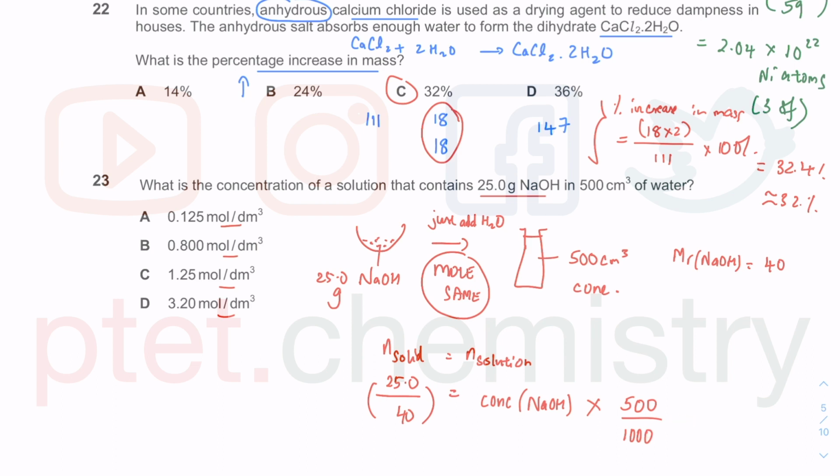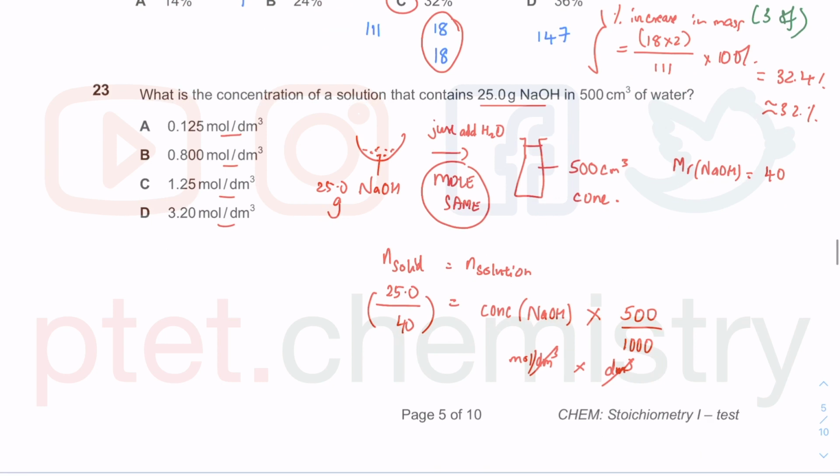Only when you have mole per dm cube multiplied by dm cube, only then the dm cube and dm cube can cancel. Only then it will give you mole of solution as mole. Only when you do mass over MR, the mass is in gram, only then the unit will cancel out to give you mole of the solid. Anyway, units aside, you just want the concentration of NaOH as your subject. So what happened is 25.0 over 40, do in the bracket, then you have 500 over 1000 there, which is multiplied, so bring downwards and you will get divide.